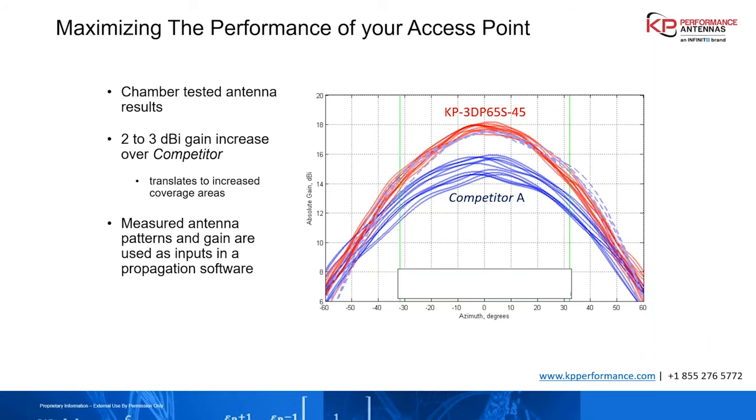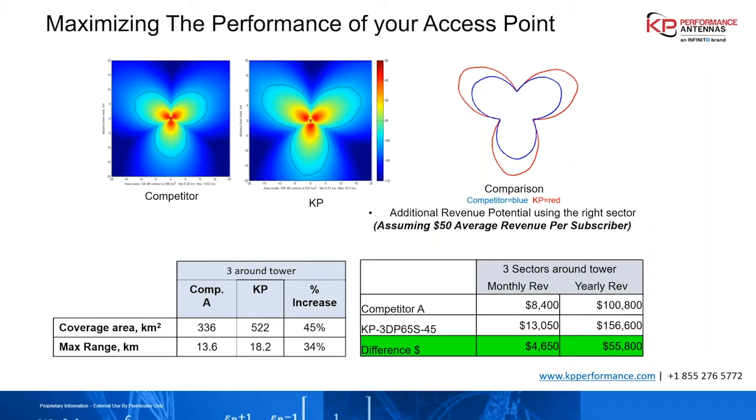Here's another example where the gains are reported the same on the data sheet, but once you get in the measurement chamber and measure it, the KP antenna, this is a 3 gig 65-degree sector antenna, outperforms a competitor by 2 to 3 dBi, which is going to pay dividends in the future when you install this. Even though the KP antenna might have an extra $100 to $200 cost associated with it, the KP antenna is going to be able to let you reach farther out.